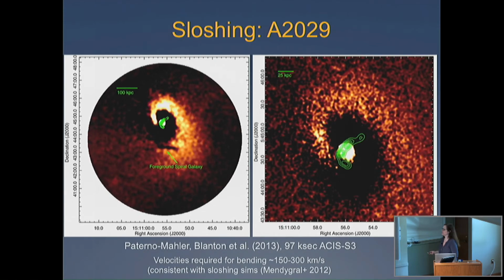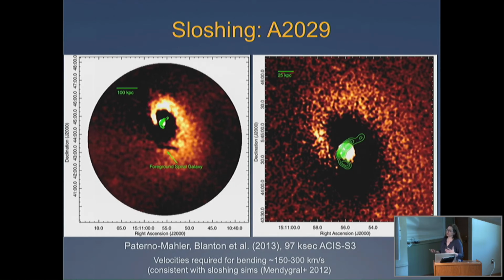The other thing that we can do is constrain the velocities of the ICM. In combination with using some information from the gas, the density and pressure in the environment of the radio source, and making some assumptions about the content of the radio source, the jets and lobes, we can arrive at a sort of indirect estimate of the velocities within the ICM. In this system we get something like 150 to 300 kilometers per second for the flow in this sloshing spiral. And that's sufficient to bend the lobe.